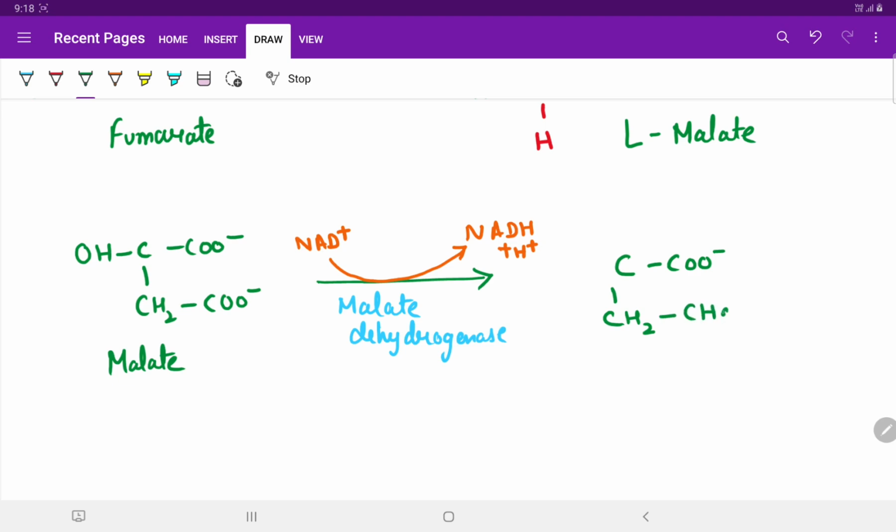Now let us see what are the various changes in the malate and oxaloacetate. So there is only liberation of one hydrogen from the OH part that leads to double bond formation with oxygen. So this is the structure for oxaloacetate.